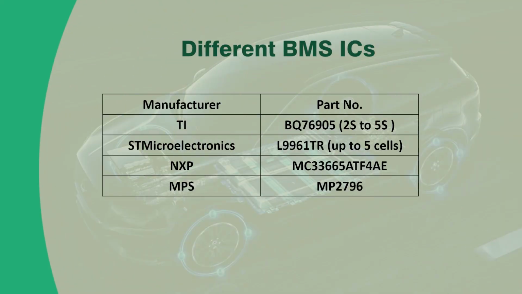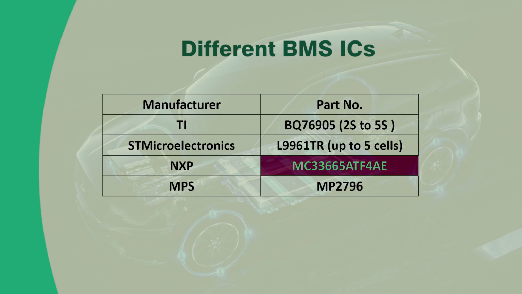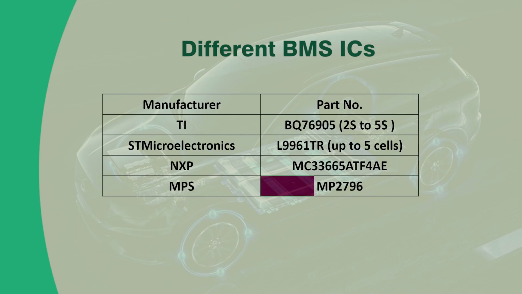The next manufacturer is NXP. NXP has an exclusive range of BMS ICs. One of the ICs I have mentioned here is the MC33658TF4AE. These ICs are also used for battery management systems. Subsequently we have MPS, with the part number MP2796. It is also a battery management IC. I have taken only 4, but no doubt there are other manufacturers as well that provide battery management system ICs.